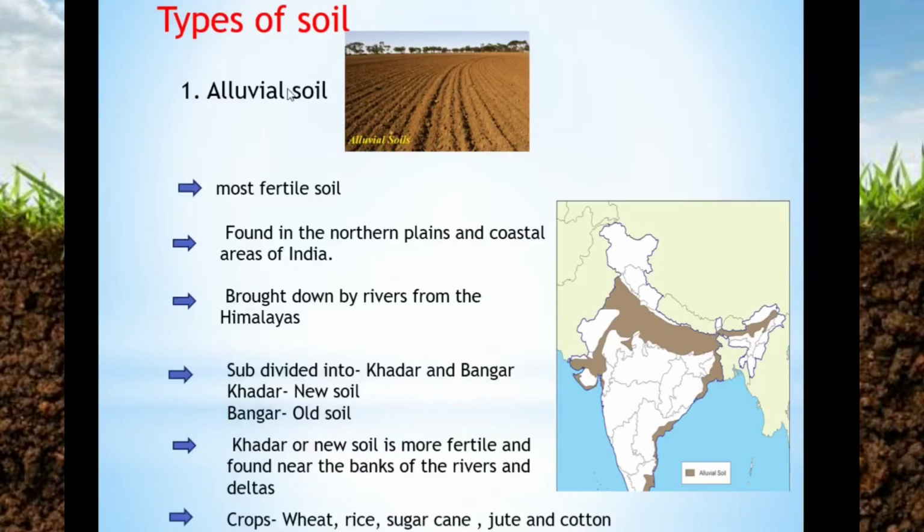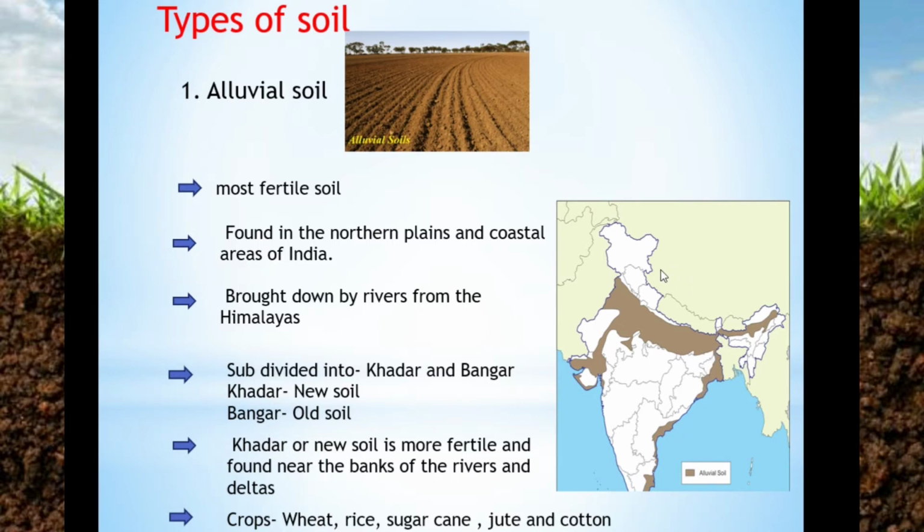First type of soil is the alluvial soil. This soil is the most fertile soil and it is found in the northern plains and coastal areas of India. The shaded areas which you can see are the areas where this soil is found. Now this soil is formed from river deposits and sediments.